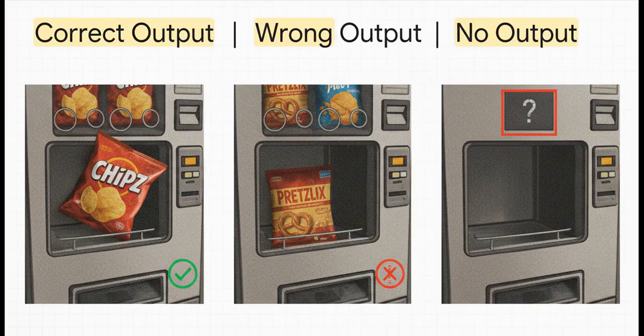So back to that vending machine. The bag of chips dropping down into the tray, that's the output. But what if nothing happens? Or what if it gives you pretzels instead? That's also an output. It's just the wrong one. And finding those wrong outputs, that is exactly what a tester is looking for.